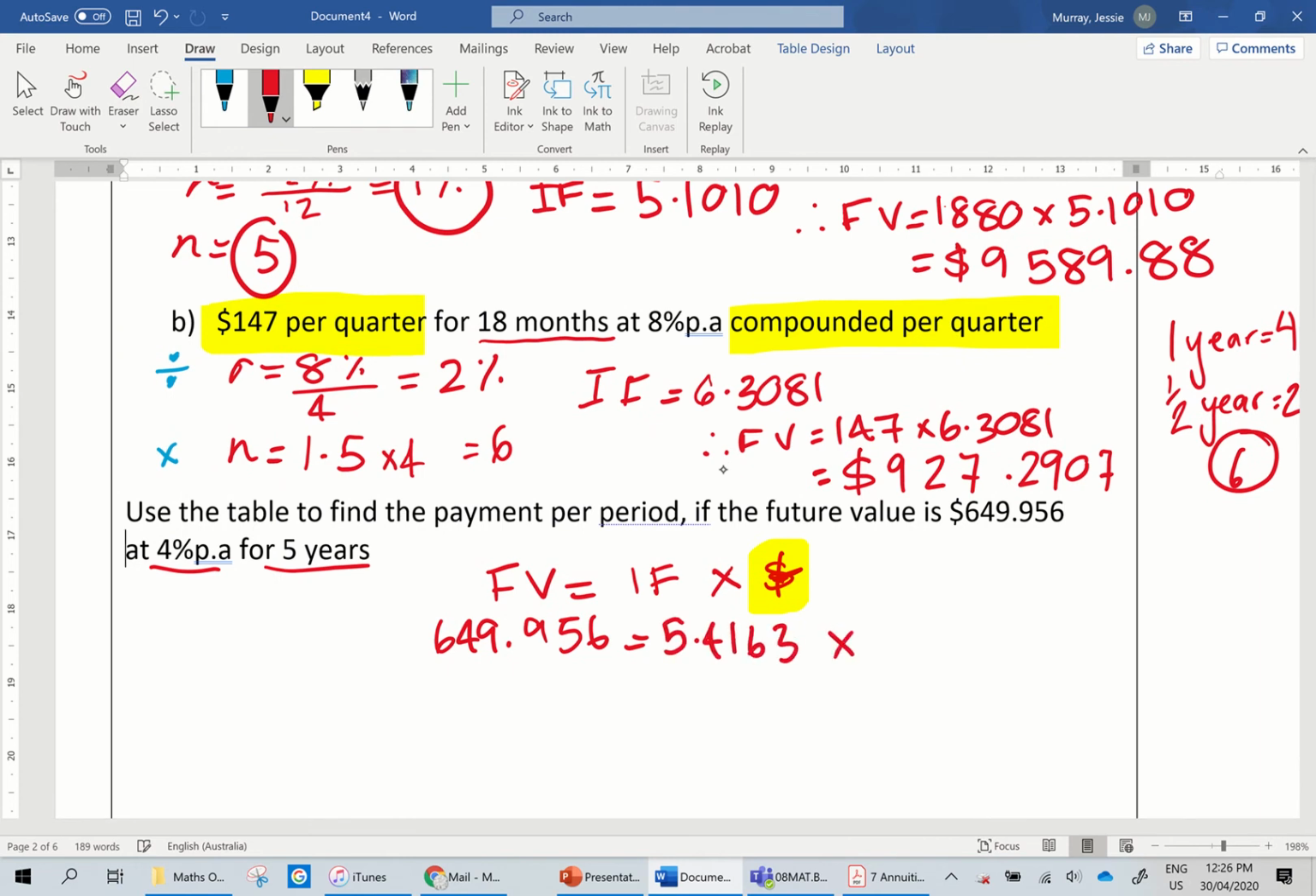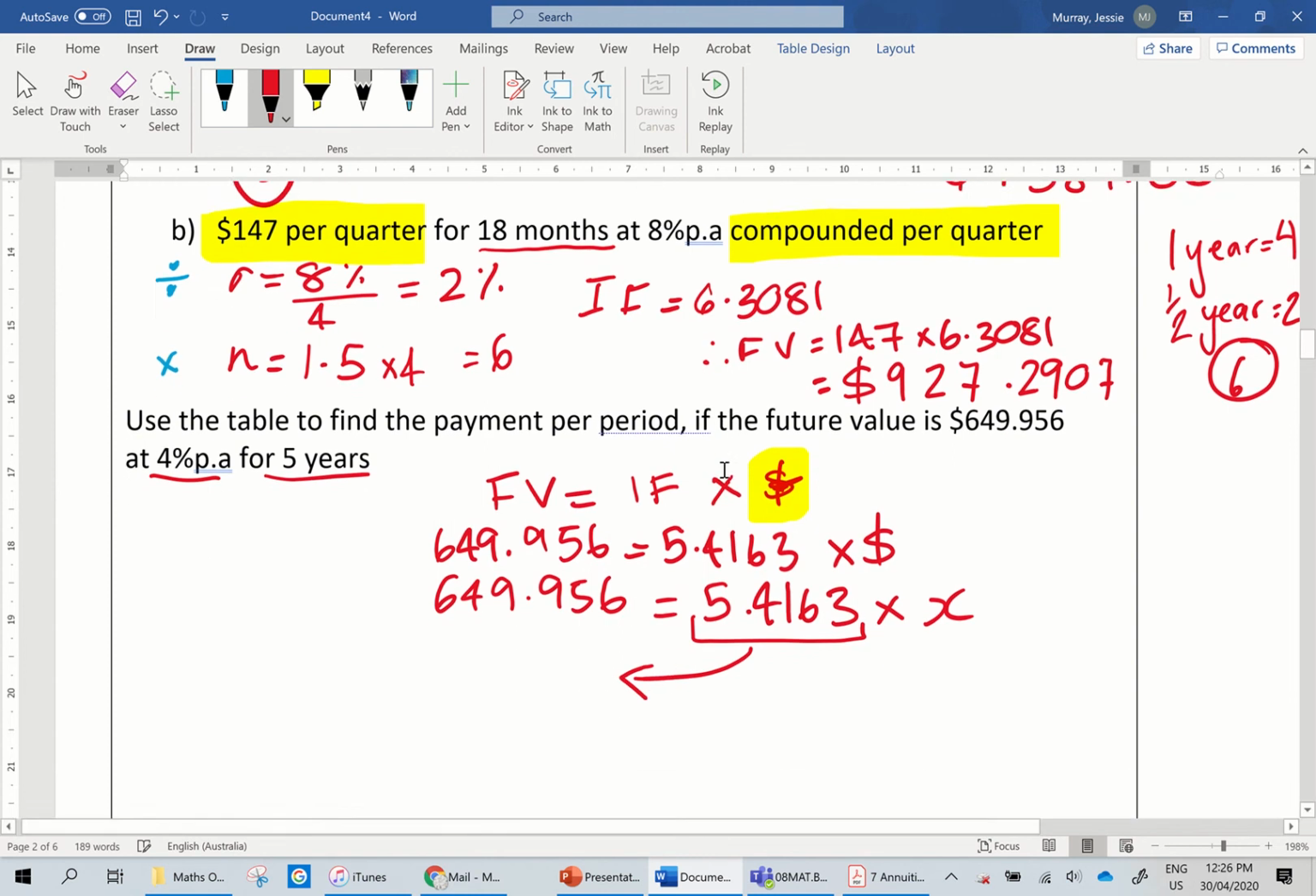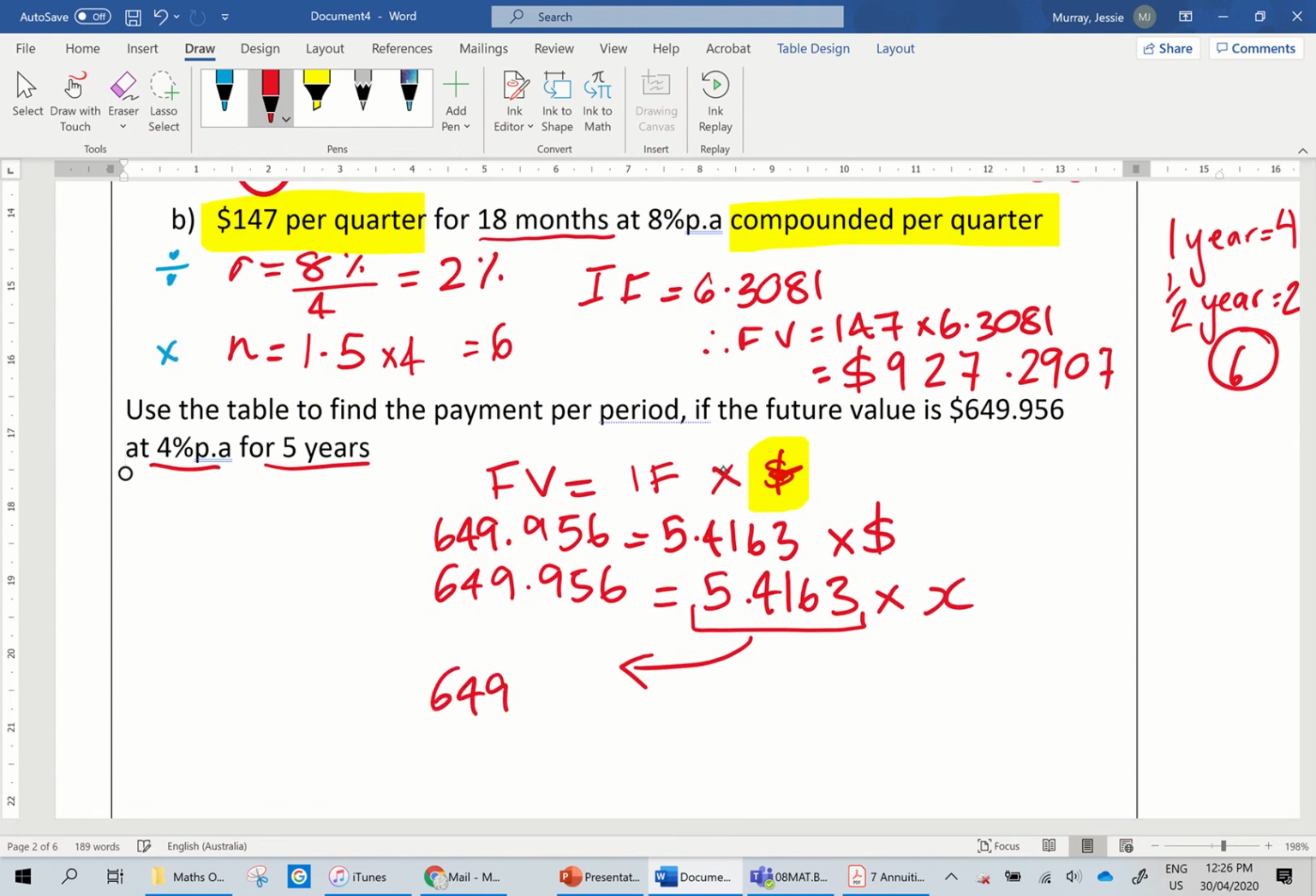5.4163 multiplied by whatever that annuity amount was. And that's what they want to know. What was that payment, that annuity payment? So think about this as an equation now. 649.956 equals 5.4163 times by, let's call it x. I need to get x by itself. I'm going to bring that decimal over. It's times, so on the other side I'll divide it. 649.956 divided by 5.4163 is going to give me x.